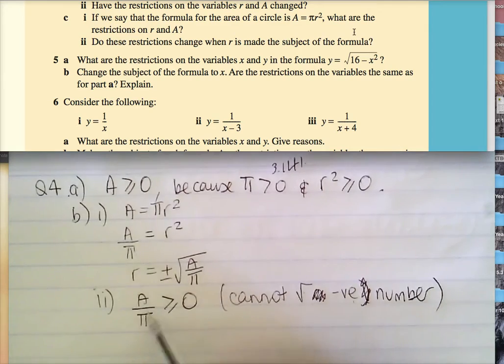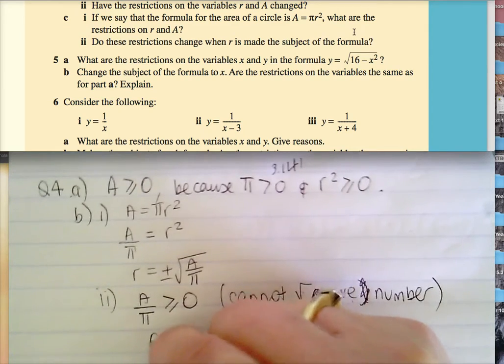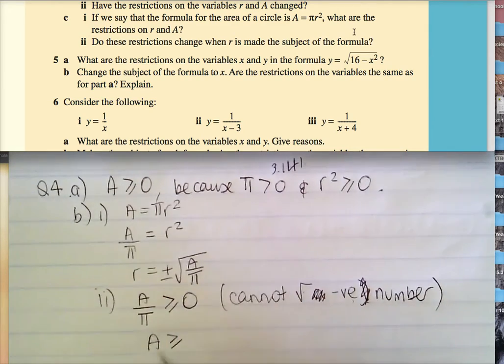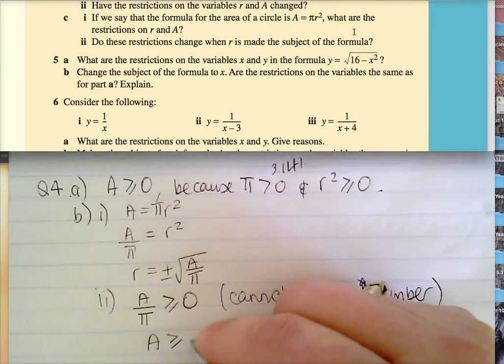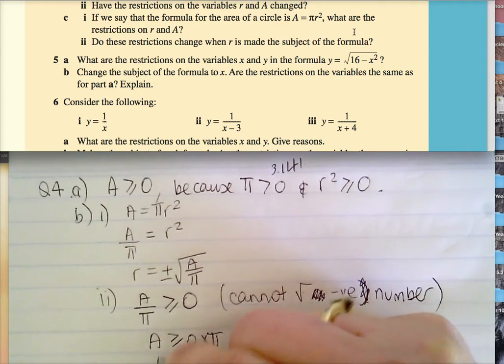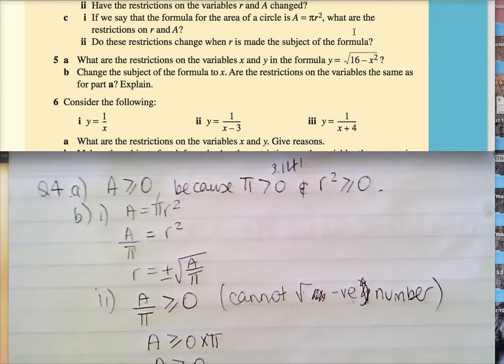So girls, if a over pi is greater than or equal to 0, what do I do with this pi? How do I get a on its own? How do I get rid of the divide? Times by pi, and what's 0 times pi? No. Girls, no. The only time you flip the sign is if you're multiplying or dividing by a negative. Wait, Miss, why are we timing it by 0? Well, I'm not.